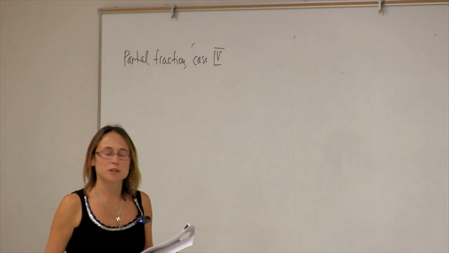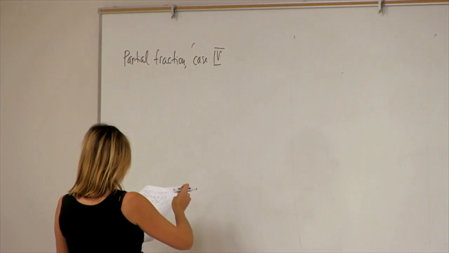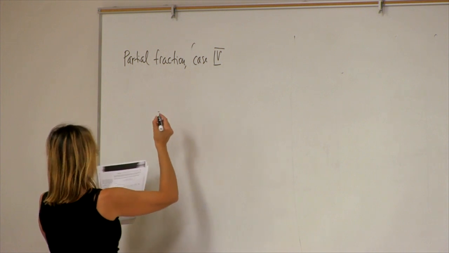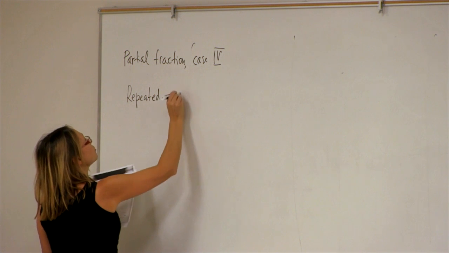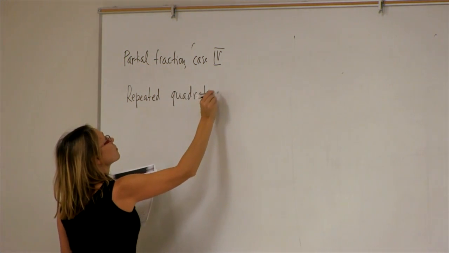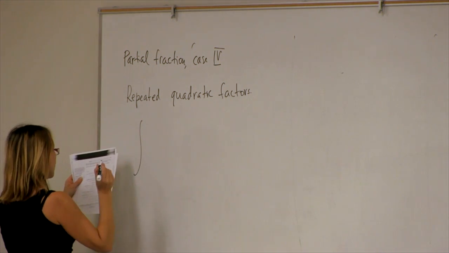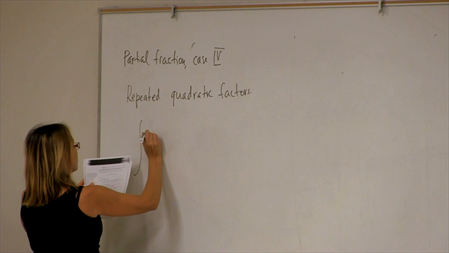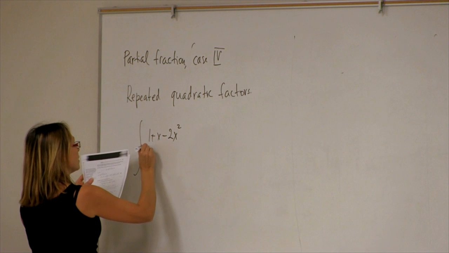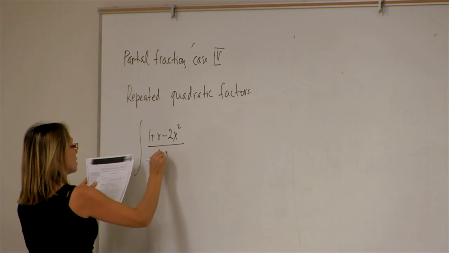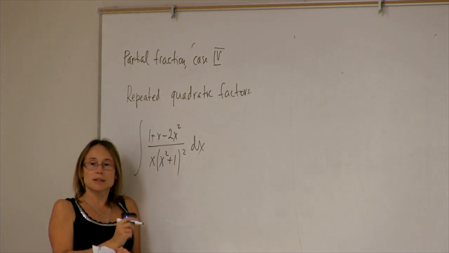So there we have repeated second. Quadratic factors. So if we have something like, I don't know, 1 plus x minus 2x squared, and here I got x squared plus 1 squared like this, okay? So this classifies as case 4.